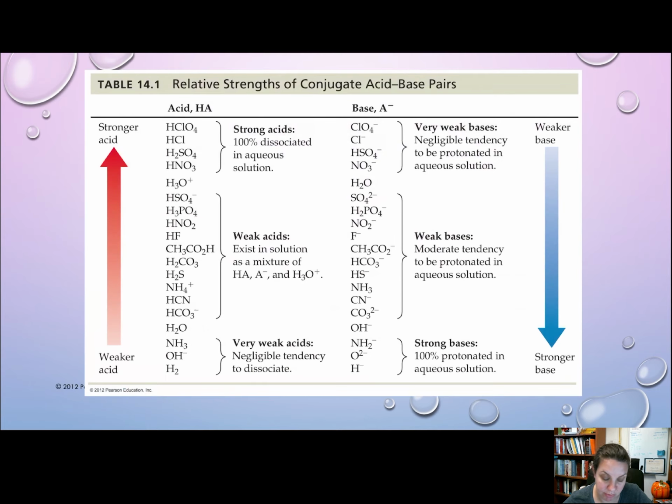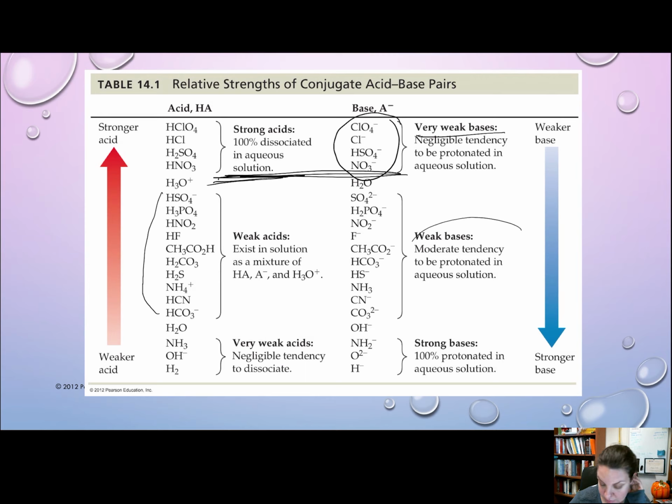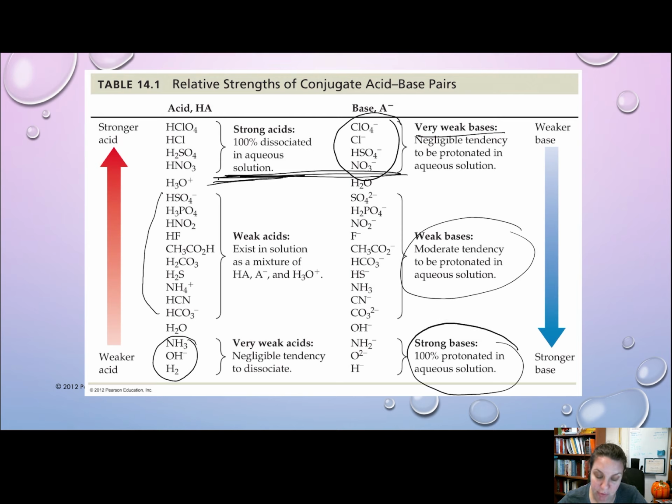Here is just a huge table with lots and lots of acids and bases in here. Remembering that if we have a strong acid, any of our strong acids, our anions from those strong acids would be negligible basicity, so they would not protonate upon throwing them into water. Then we have a bunch of weak acids in here that have weak base conjugates, and then we have very, very weak acids that come from the protonation of a strong base.